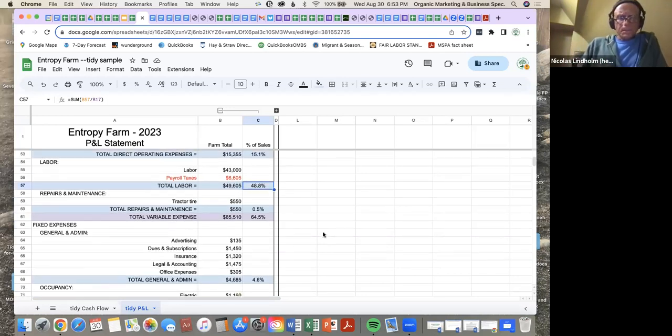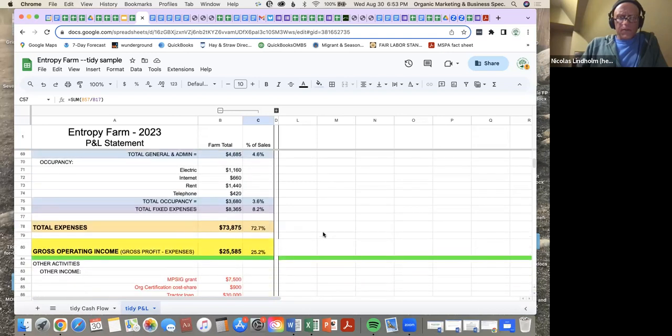And I want to finish up by showing you that your expenses, which looked pretty bad in the messy one, are actually pretty okay. And that the core farm operation, even with that awful labor percentage, still ends up with 25% as a gross profit margin. And that's pretty decent. That's an okay business that's making it.